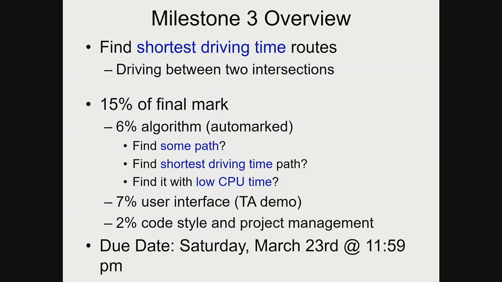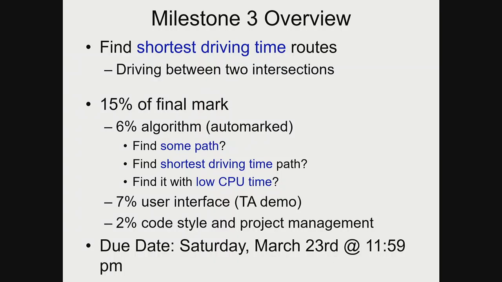The second portion, the UI, is worth 7%, and that's up to the judgment of your TA. You're going to demo to your TA and see if you completed all the features required for that UI. The last 2% are similar to milestone 1 and milestone 2: code style, project management, making sure that you're dividing your tasks evenly and updating the wiki regularly, etc.